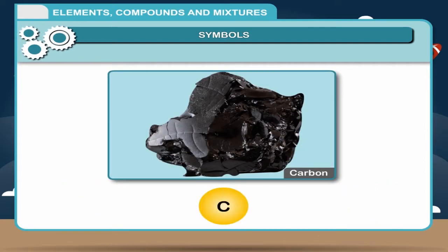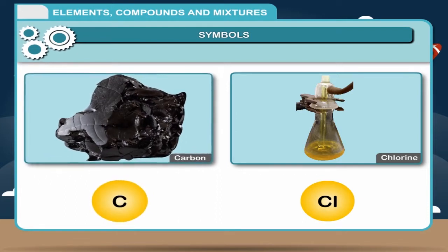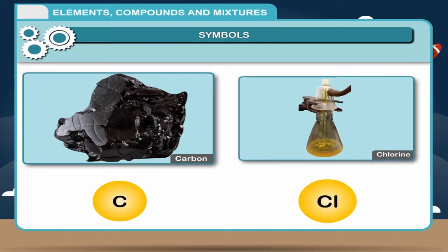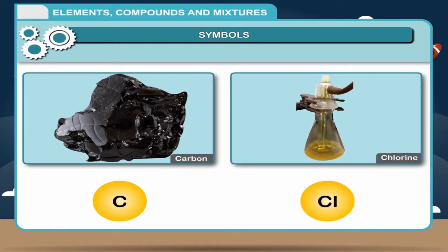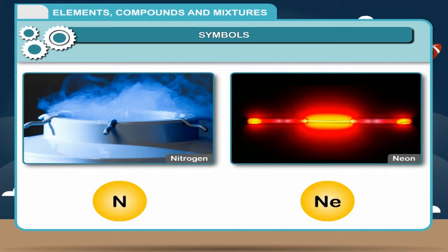Some symbols have only one alphabet while some have two. In symbols where there are two letters, the second letter is written as a small letter. Usually each element is denoted by the first letter of its name, written in capital letter. However, when the first letter of the names of some elements is the same, then a second letter from its name is included in the symbol, but the second letter is not written in capital letter. For example, nitrogen is denoted by N, but neon, which comes after nitrogen, is denoted by Ne.